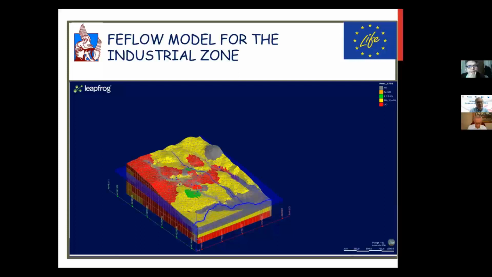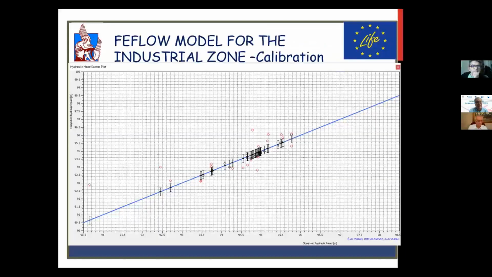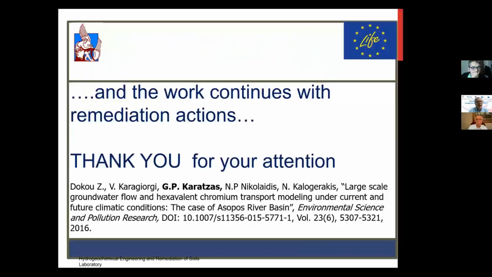Therefore, there is a monitoring system which started in 2011 and still goes on. And now the concentrations that have been observed, based on the model and on all the collected data from all the wells indicated here, are below 100 milligrams per liter in all the locations. We also did some calibration of the new model, and the work continues with the remediation actions.